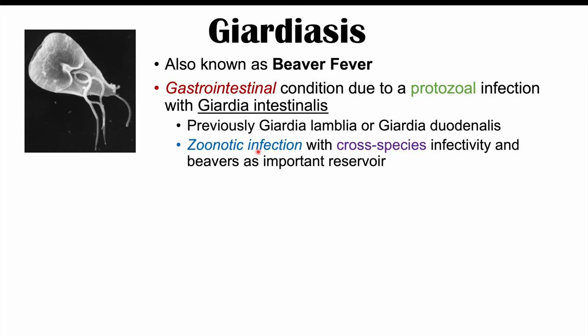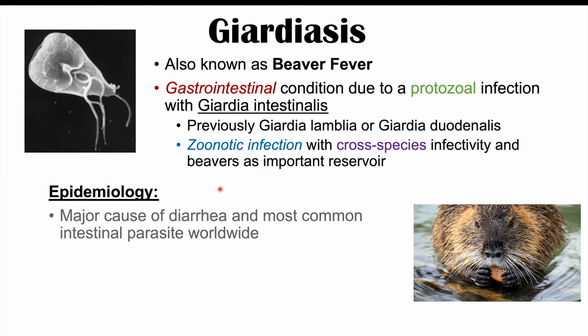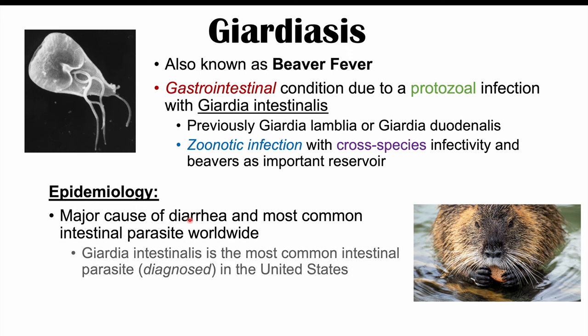It is a zoonotic infection, meaning that it can come from animals, and it has cross-species infectivity, meaning that if one species is infected, it can spread this organism to other species. And beavers are an important reservoir for this protozoa, and this is the reason why this condition can be called beaver fever. Now, Giardiasis is a major cause of diarrhea and is the most common intestinal parasite worldwide.